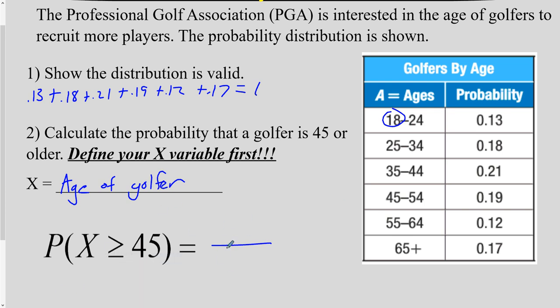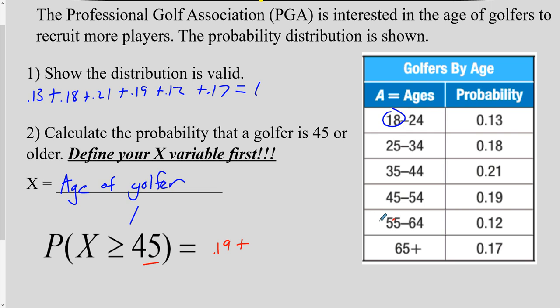Okay, so we need to figure out what our chances are here. We can't do a probability because I don't know how many people we chose from. So what we're going to have to use is just the probabilities themselves, which is fine. So let's start with 45. What's the probability that somebody's 45? Well, 45 to 54 is 0.19.